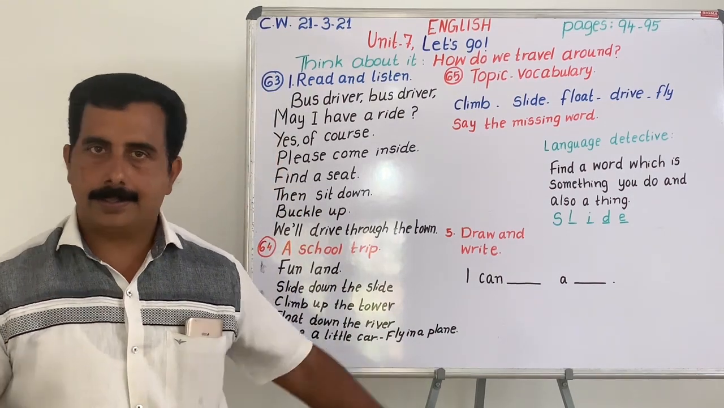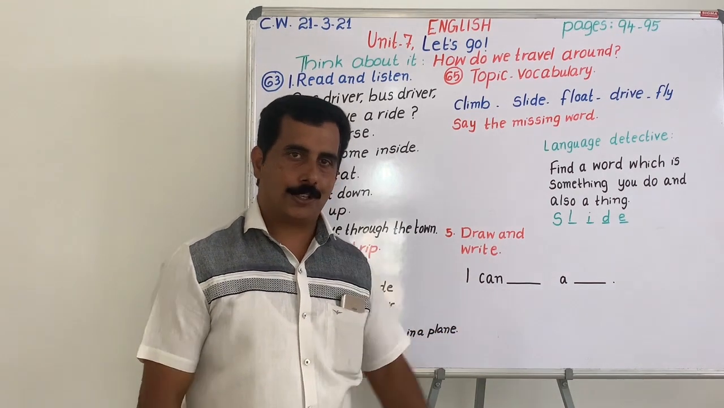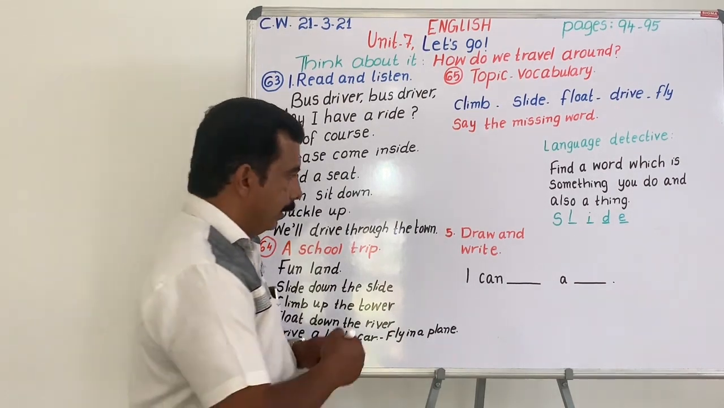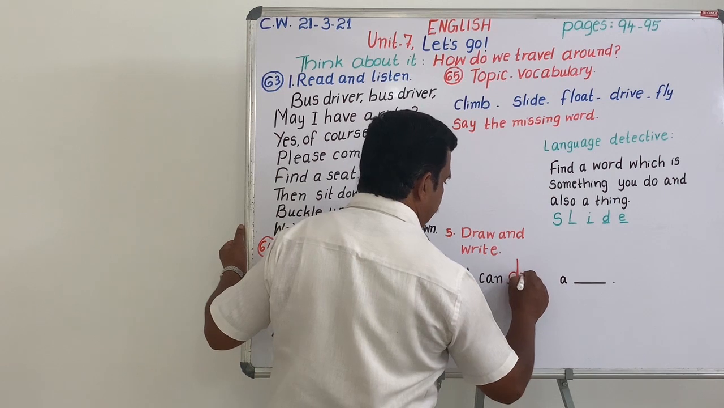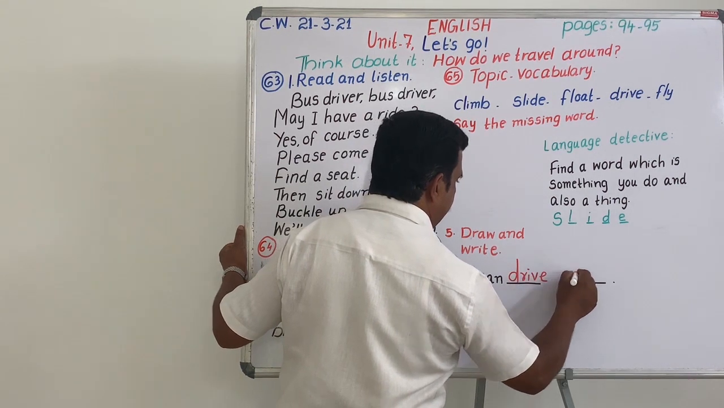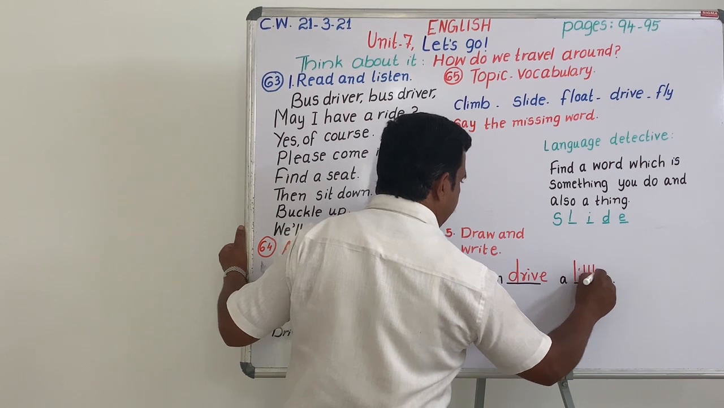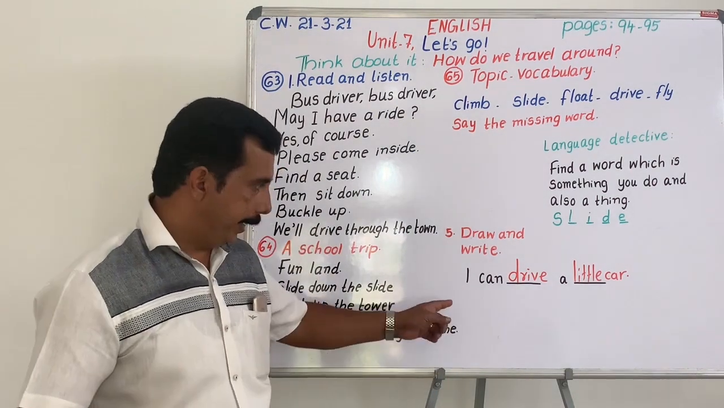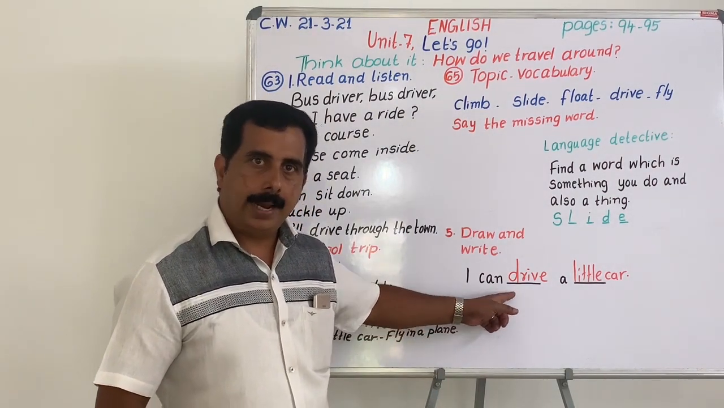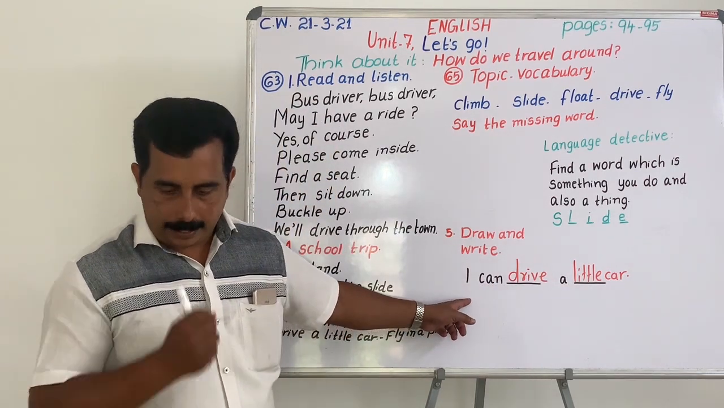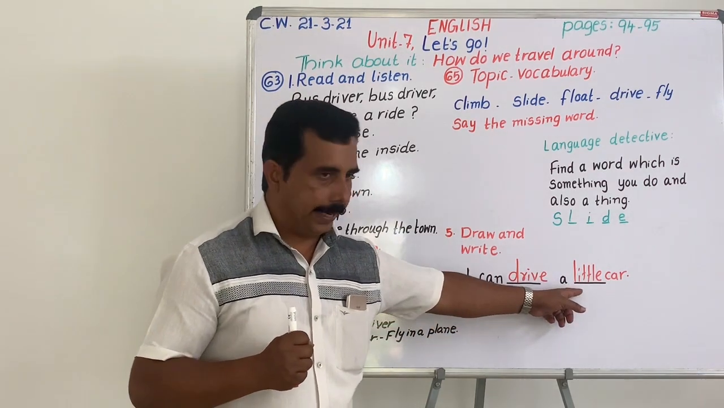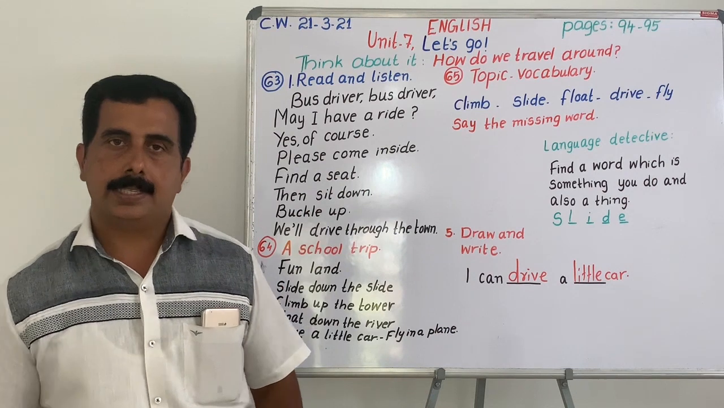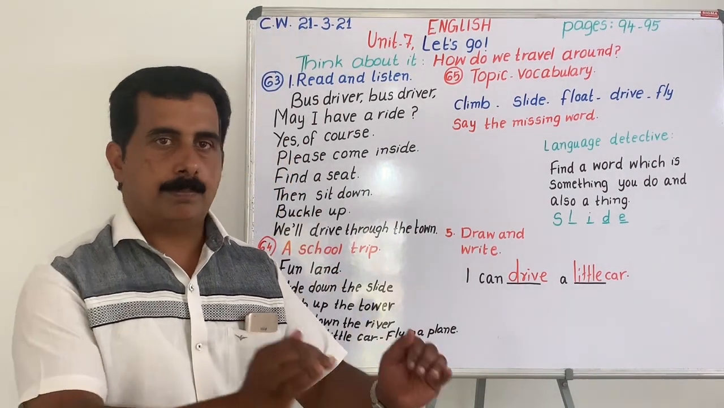But you must write a sentence like this. I can dash a dash. Say one word. Say one answer. Okay, I can. Look at here. I can. Read it, children. I can drive a what? Little car. I can drive a little car. Yes. Or I can fly in a plane. Or I can slide down the slide. Or I can climb up the tower. Like different sentences you can write. But the picture must be the same.